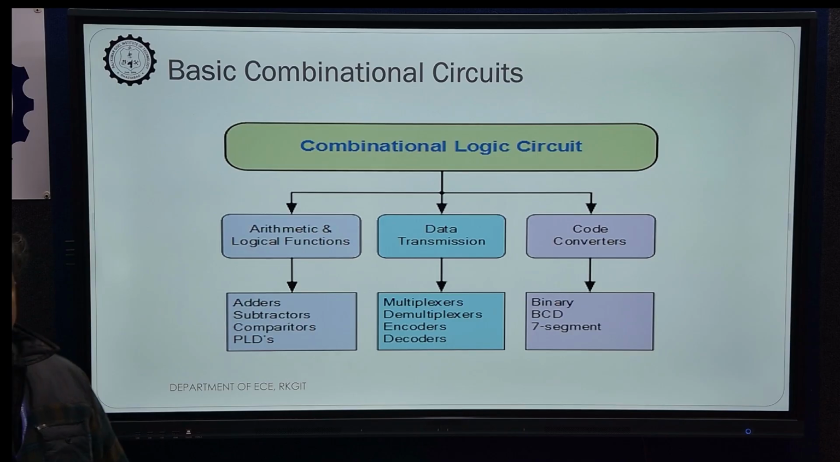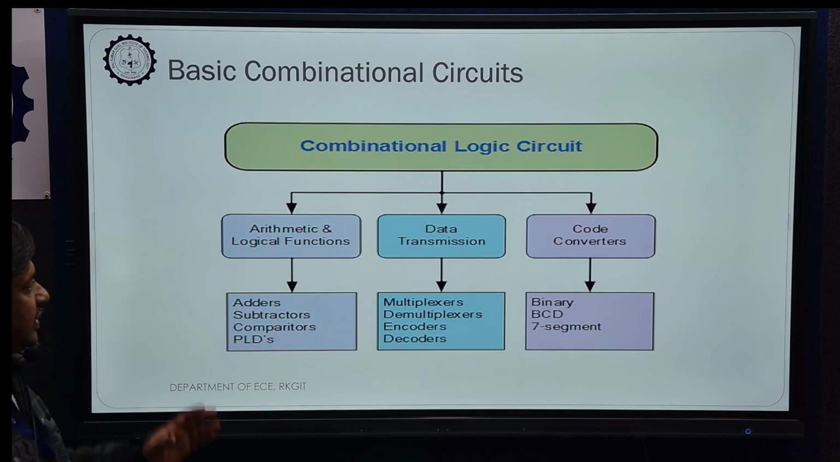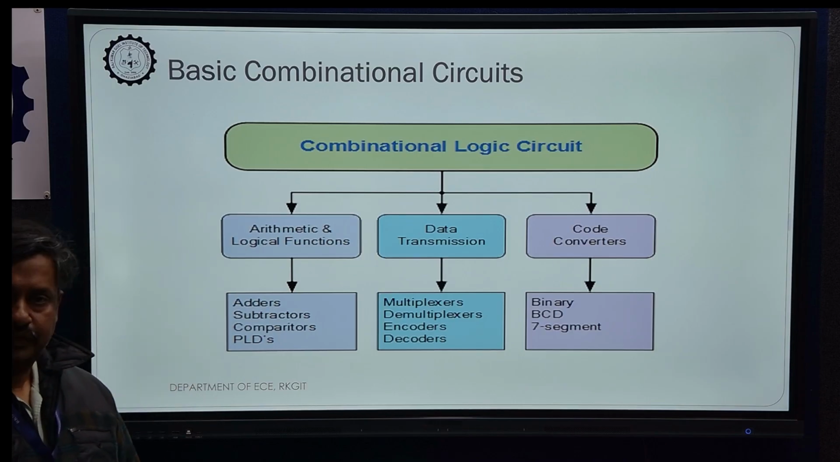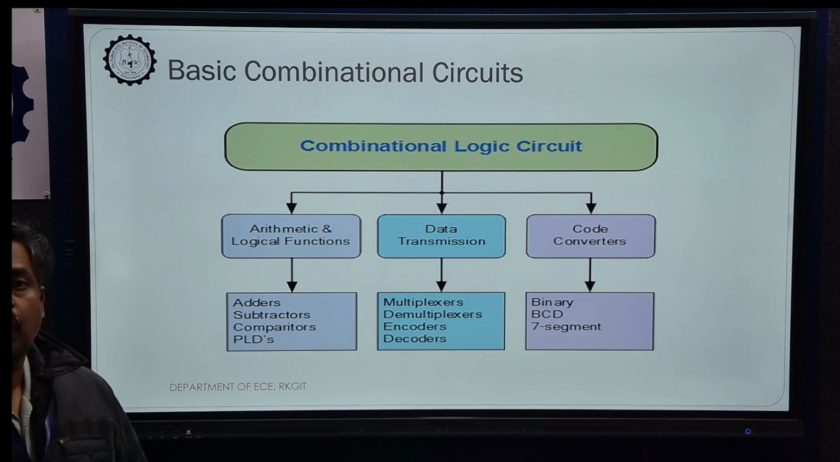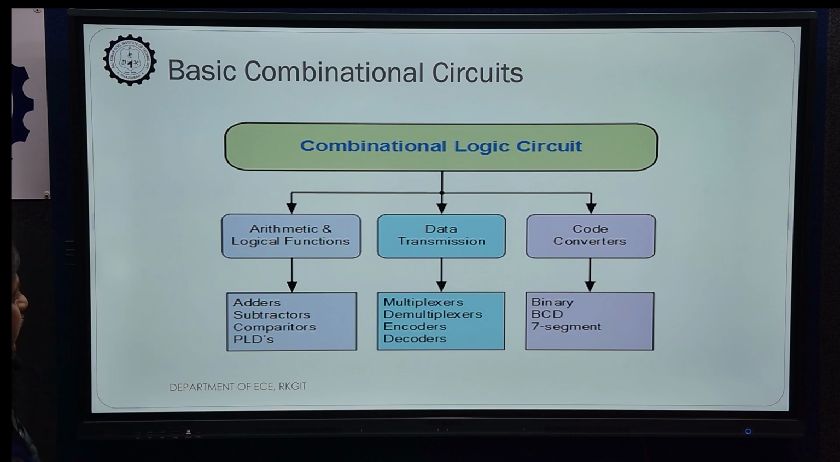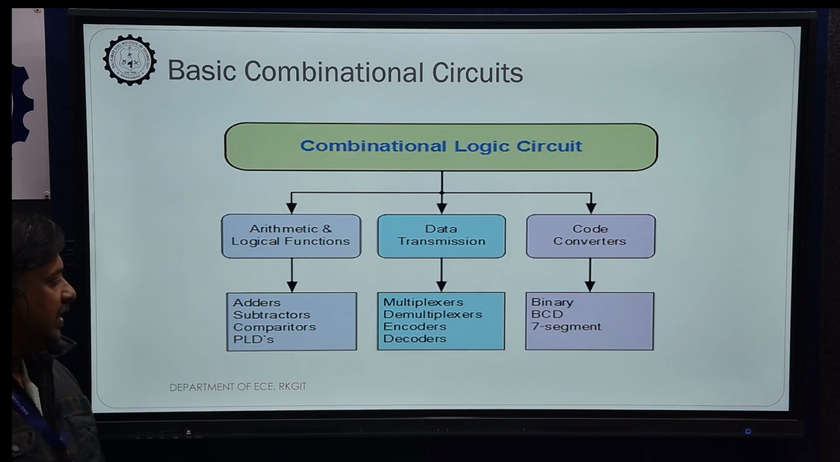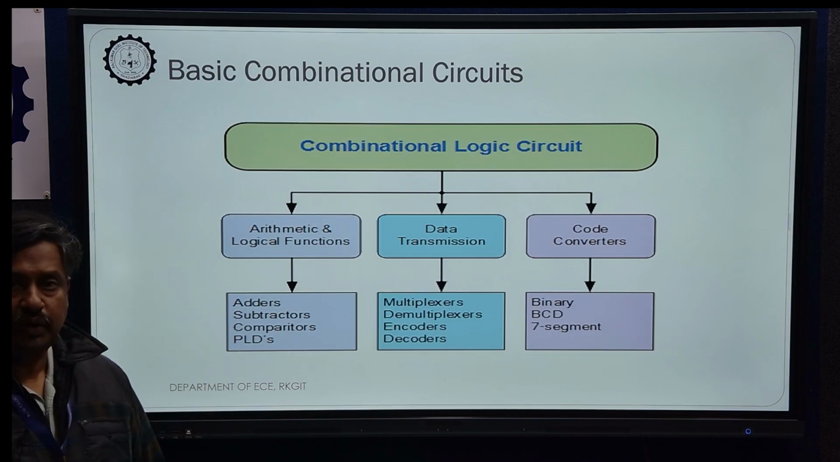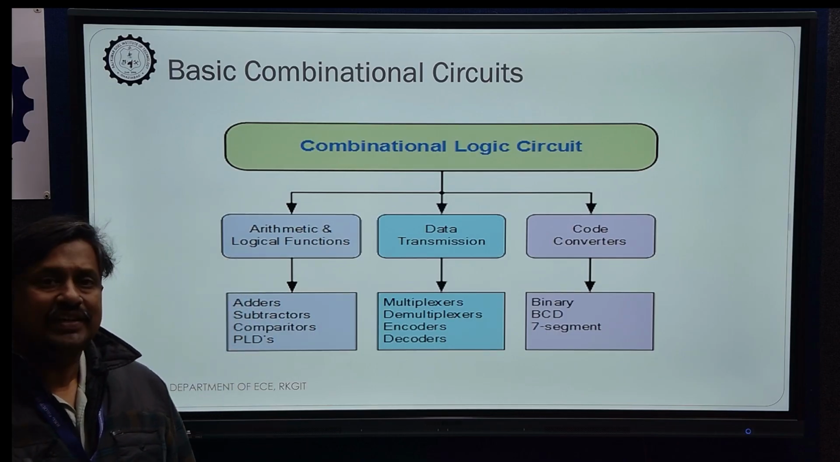Now I will tell you some examples of combinational circuits. Different types of combinational circuits are available, and we can classify them according to performance or operations. One is arithmetic and logic functions, second one is data transmission, and another is used for code conversions. For example, in arithmetic and logic functions, we have adders, subtractors, comparators, and PLDs, programmable logic devices. These are used in arithmetic and logic operations in digital electronics.